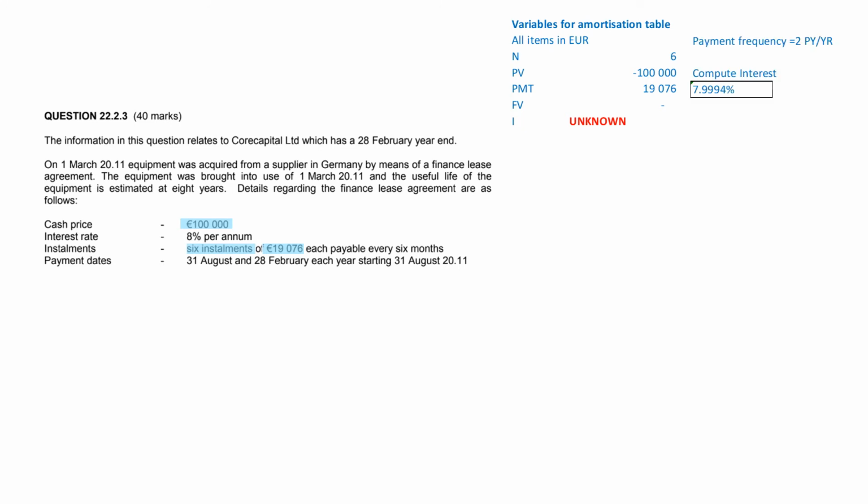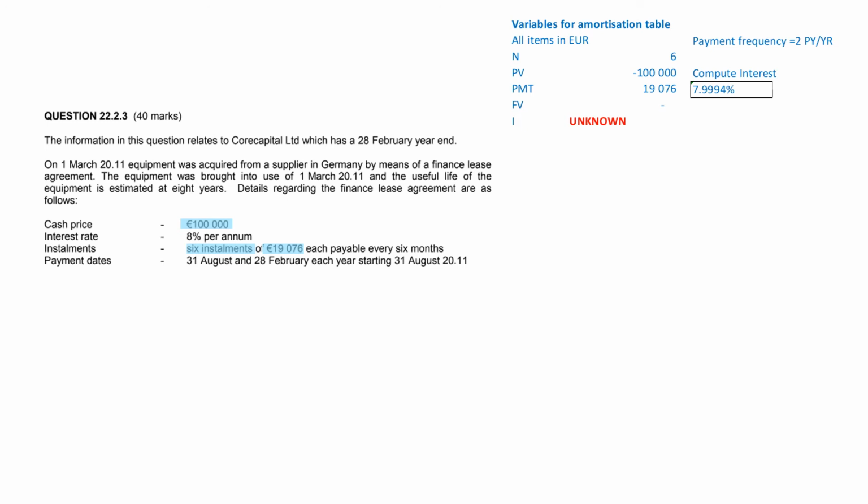So using your financial calculator, bear in mind that your payment frequency is 2, because in a year, you're going to be paying twice a year. So bear this in mind in order for you to accurately get the correct interest on your financial calculator, which should come out to be 7.9994%.